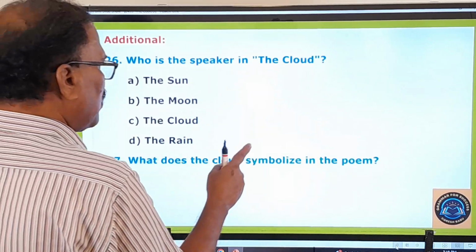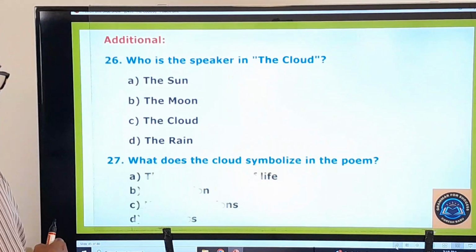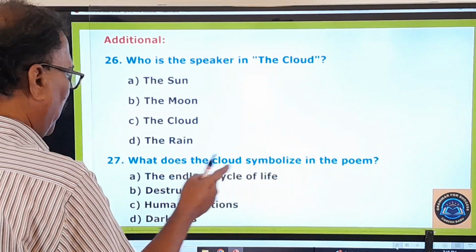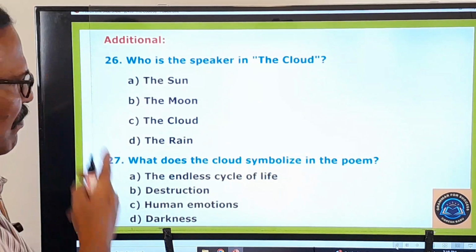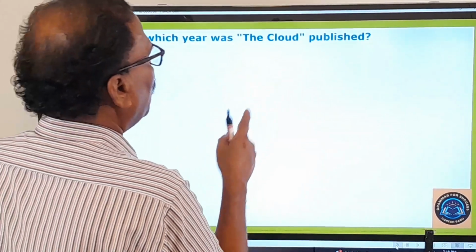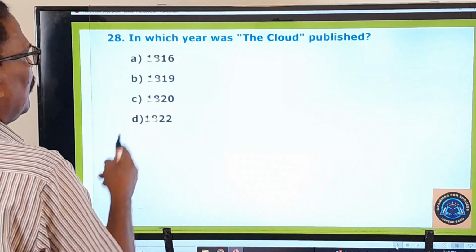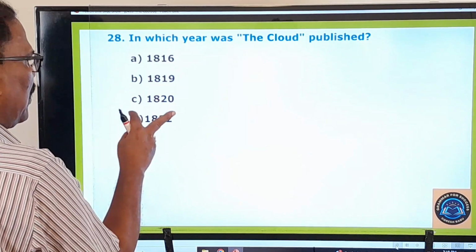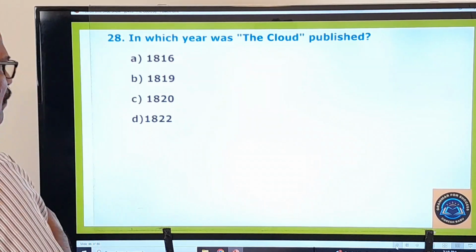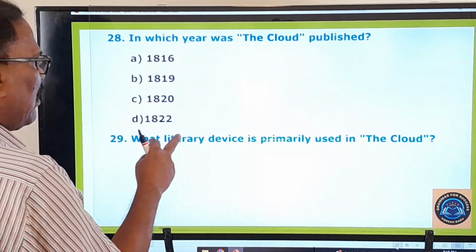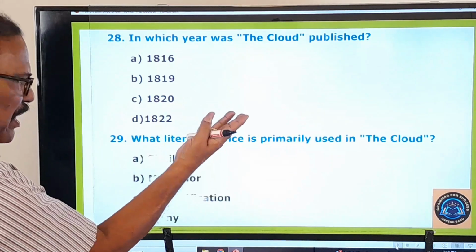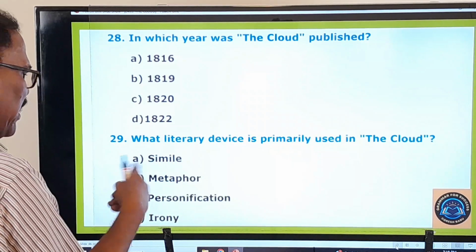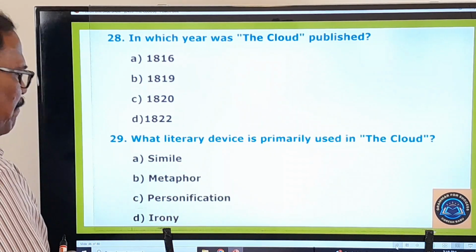What does the cloud symbolize in the poem? The endless cycle of life, the destruction, human emotions, darkness. In which year was the cloud published? 1816, 1819, 1820, 1822. What literary device is primarily used in the cloud? Simile, metaphor, personification, irony.